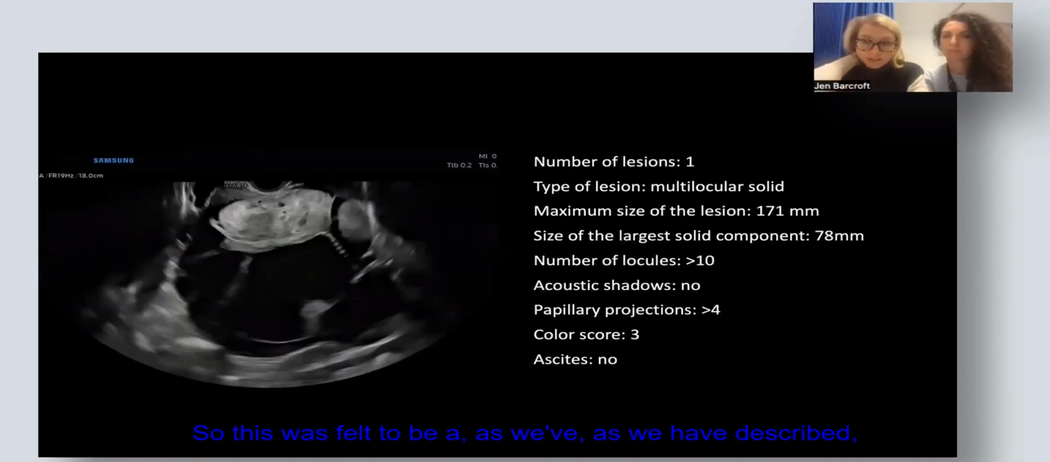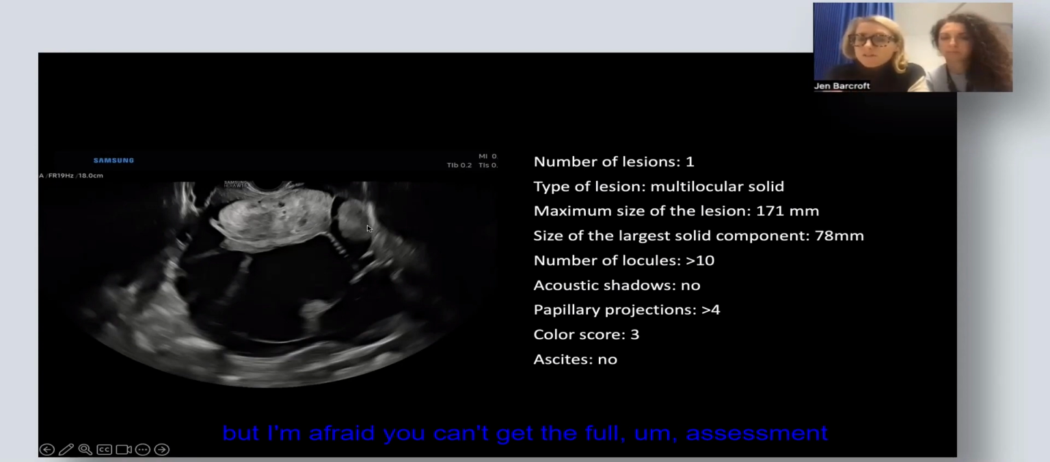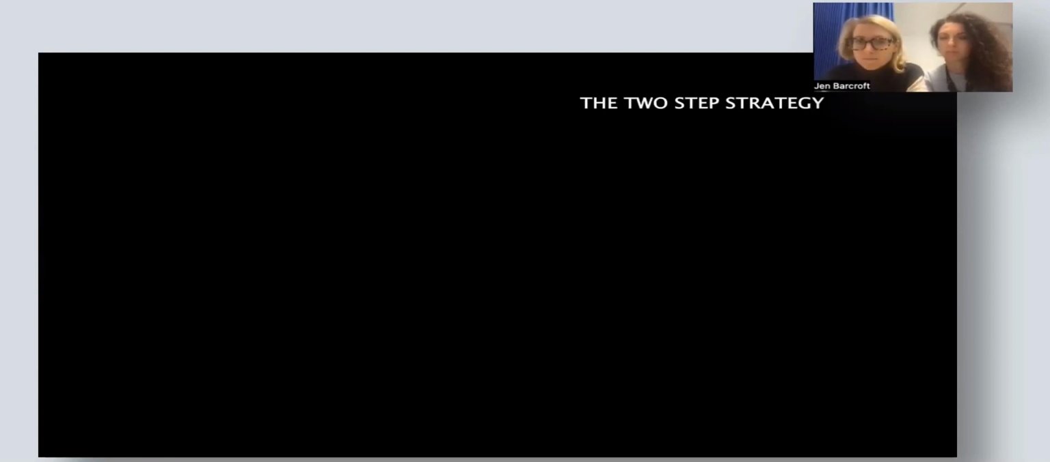So this was felt to be, as we have described, a multilocular solid mass with a maximum size of 171 millimeters and the largest solid component of 78 millimeters. It was felt to have more than 10 locules, no acoustic shadows, and more than 4 papillary projections. You can see a number of them here, but I'm afraid you don't get the full assessment of the mass just because of the size of it. And it was felt to have a color score of 3, but no ascites.